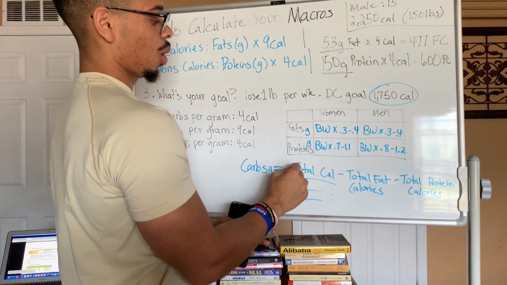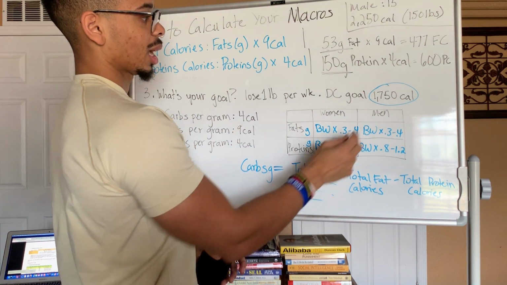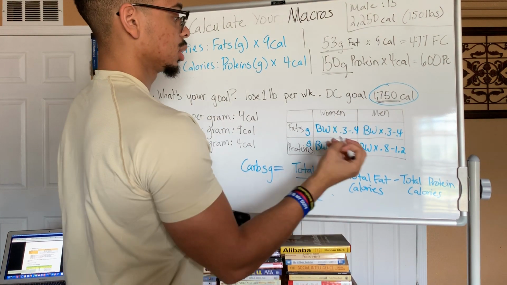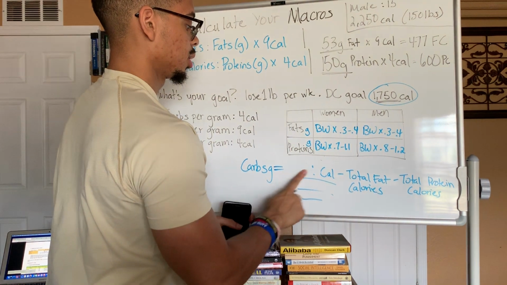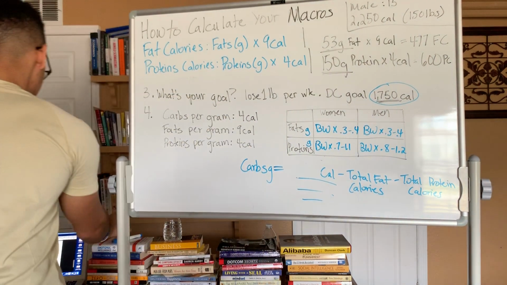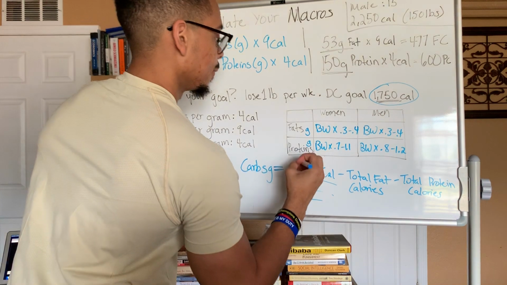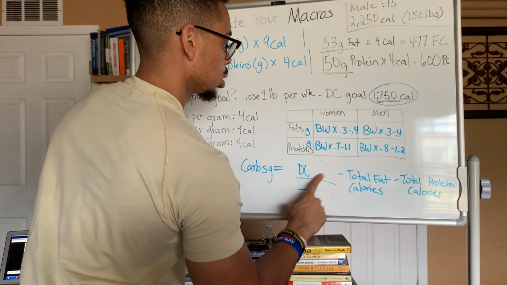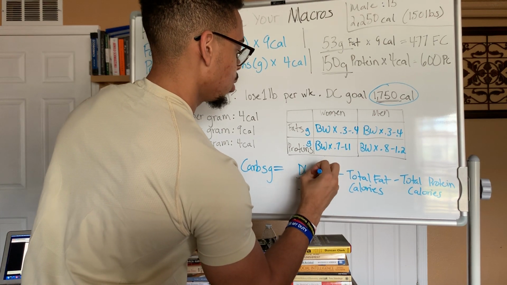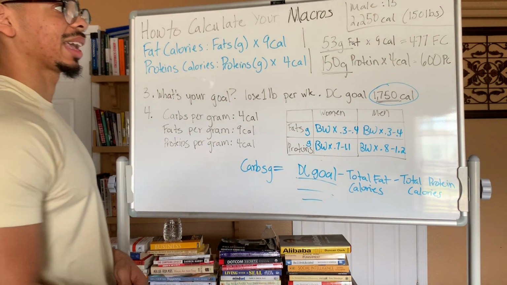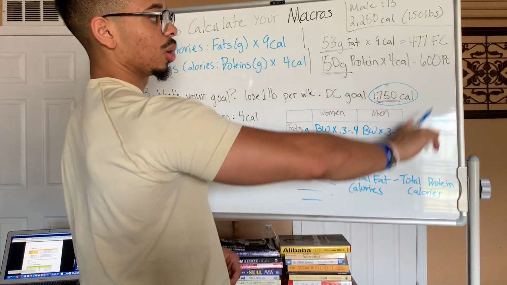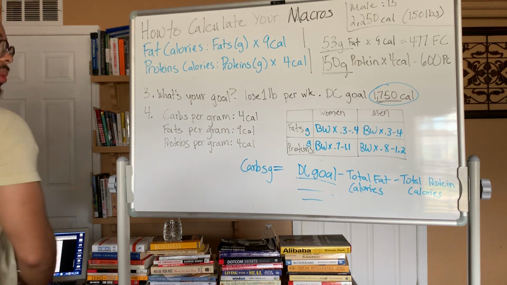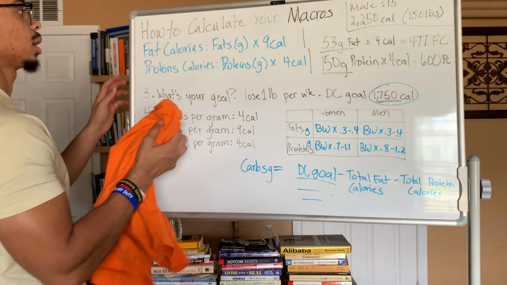So now our goal is to subtract from the total daily calories. Let me just reword that so no one gets messed up: the daily calorie goal minus total fat calories minus total protein calories. Okay, so I'm going to erase some of this stuff so I can be a little more clear on what it looks like.